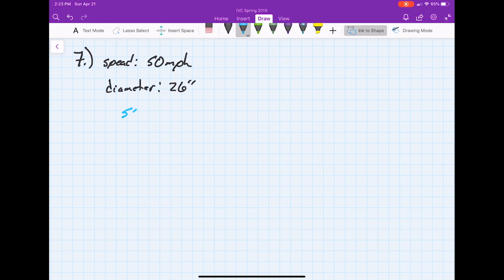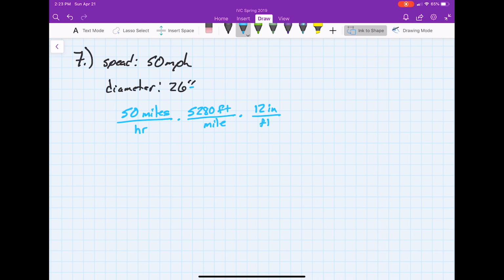So I've gone ahead and written down our speed is 50, our diameter is 26 inches. Now we have 50 miles over 1 hour, or 50 miles per hour. We want to convert this into inches, so we've got to get miles down to feet first. So we'll do 5,280 feet per mile. And then we have to get those feet into inches. So there are 12 inches in a foot.